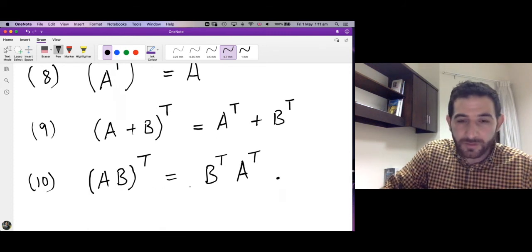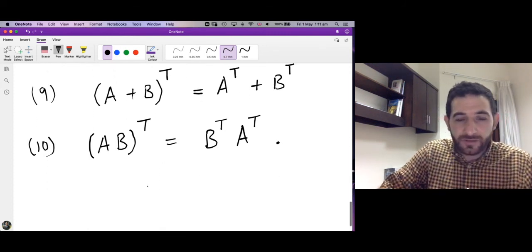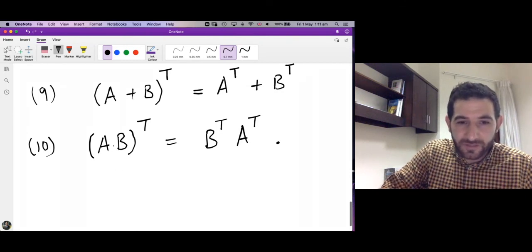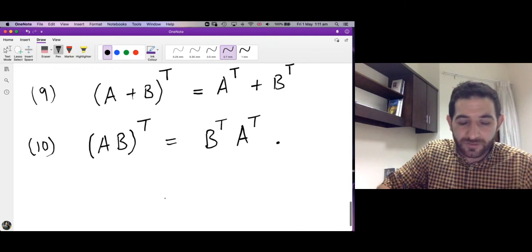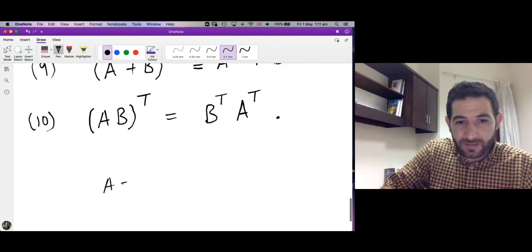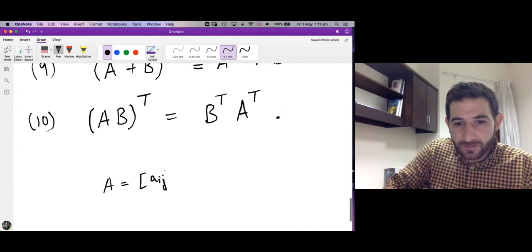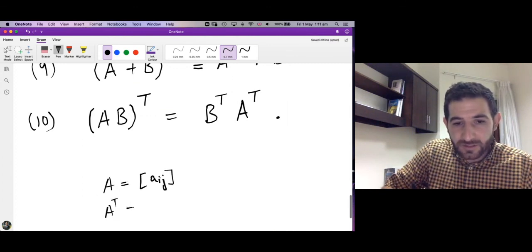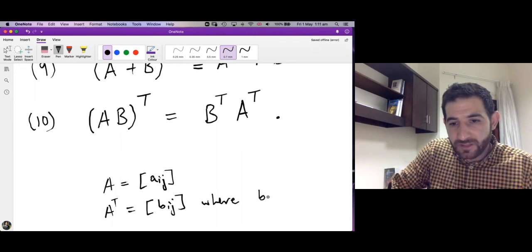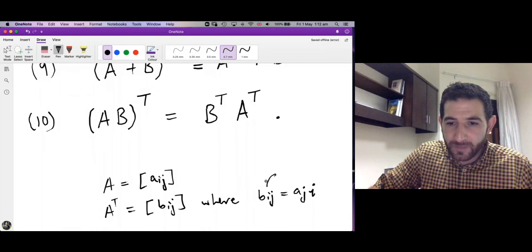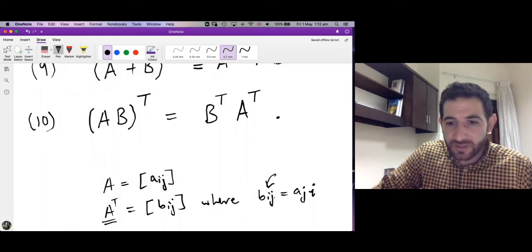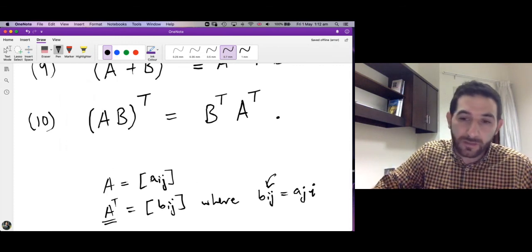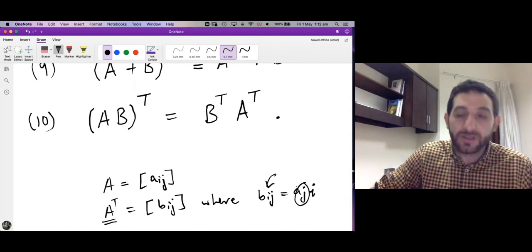Again, you need to show all of this. Here you need to use the definition of multiplication and the definition of transpose. The hint here is that if A is equal to A_ij, then A transpose is equal, say, to B_ij. And what is the relation? B_ij is equal to A_ji. This means the entry in A transpose which lies in the ith row and jth column is equal to the entry in A which lies in the jth row and the ith column.